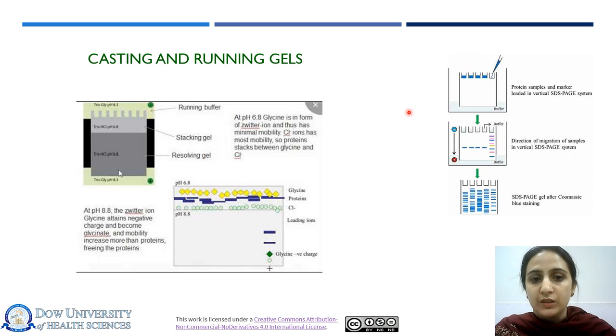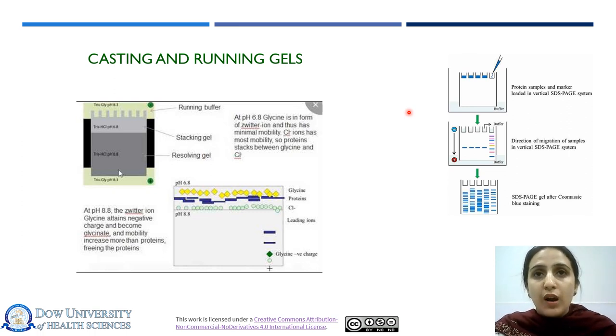of those molecules. So this is the reason that we use a lower percentage gel in stacking gels, so that each molecule, small or large, could stack. While in the case of the resolving gel, we use a different percentage because there we need the separation. Now, what is the purpose of using two different pH?